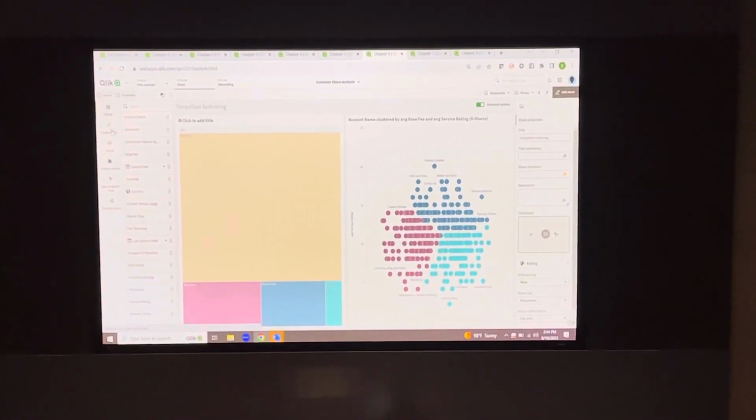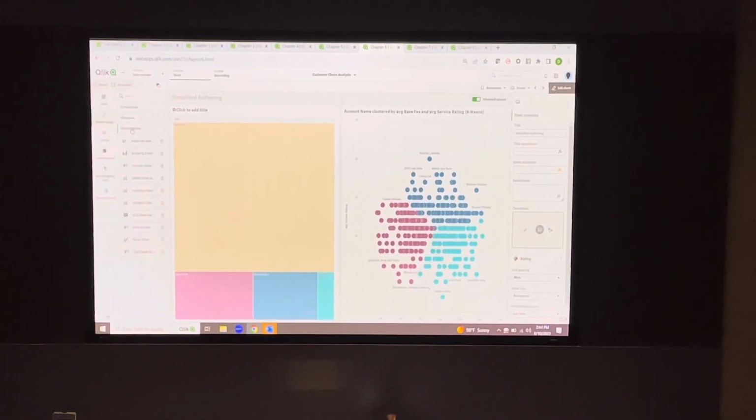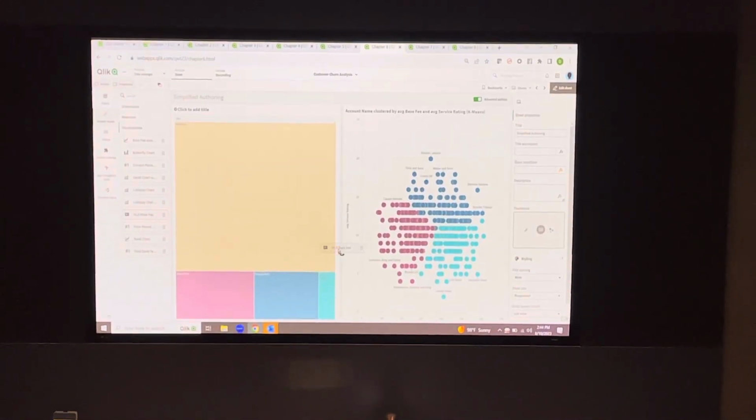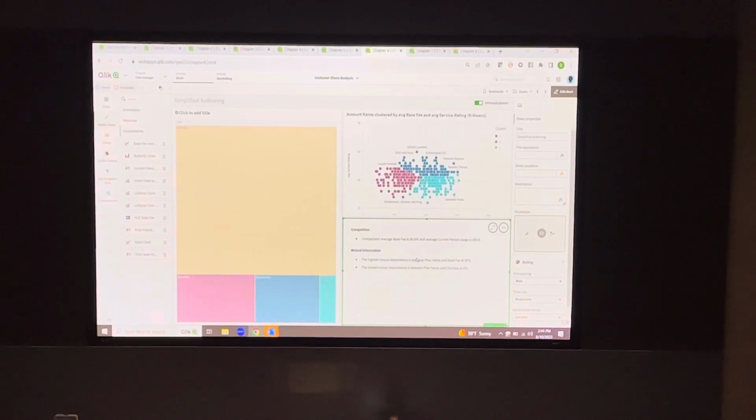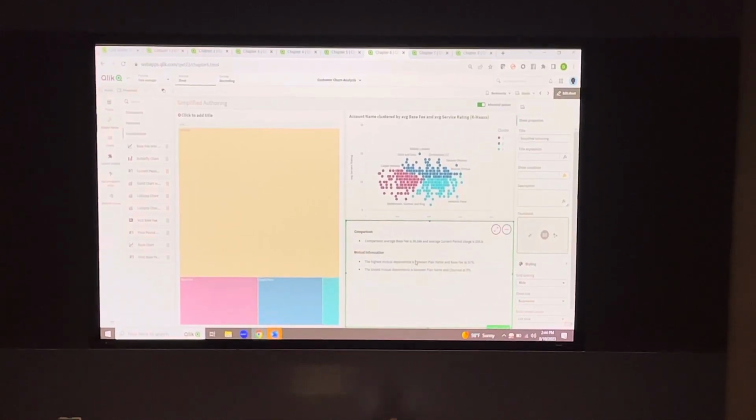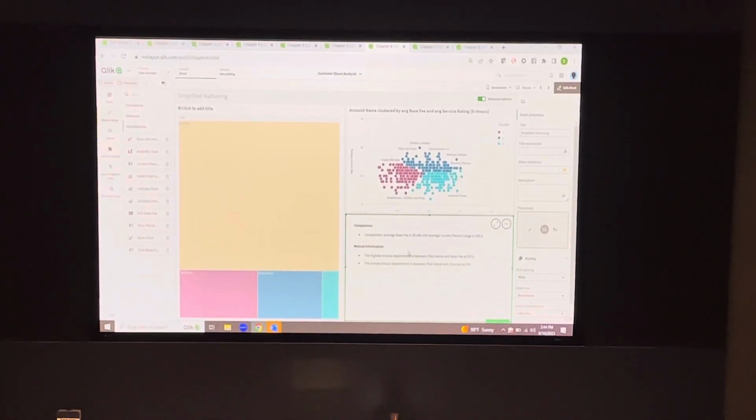I can go to my master items. And I can drag and drop my natural language object. This is something that's a little bit new to Qlik, and again, it uses natural language to summarize a lot of the key points in my data.